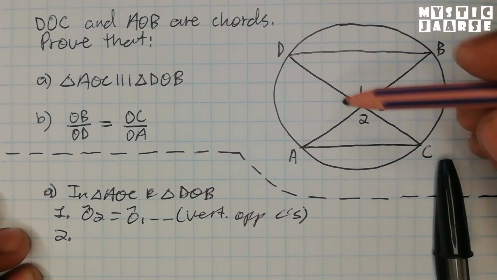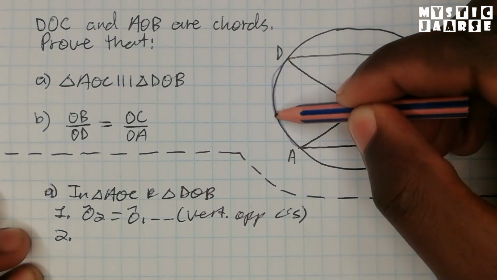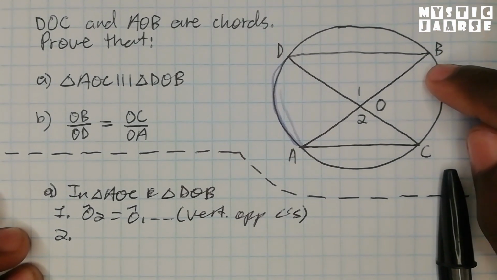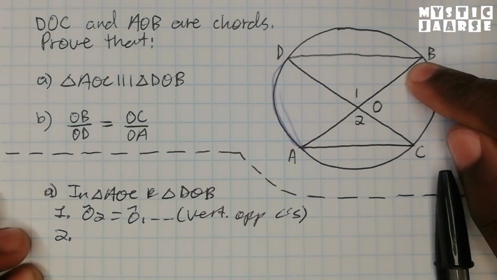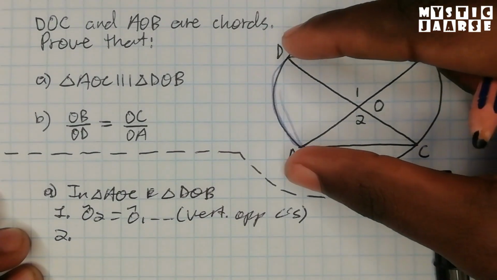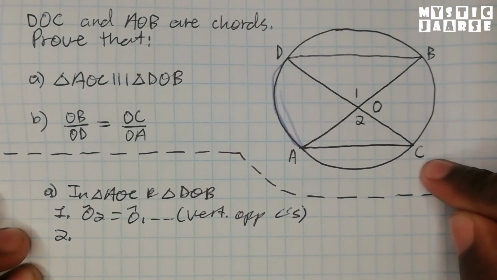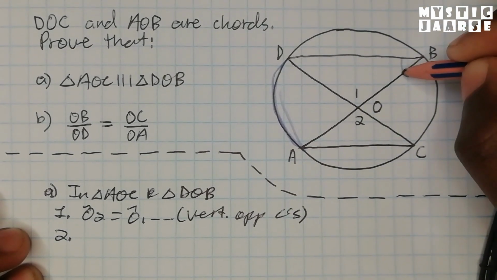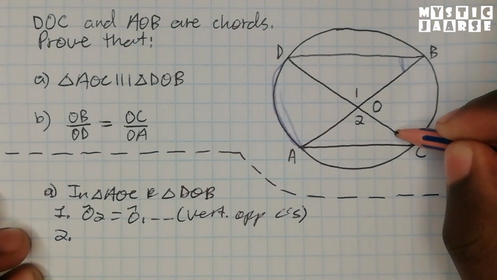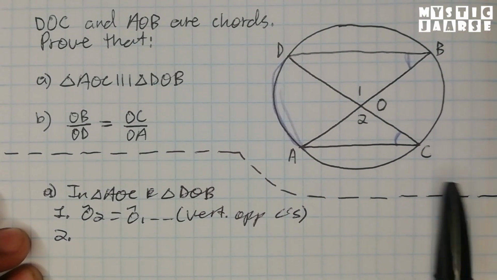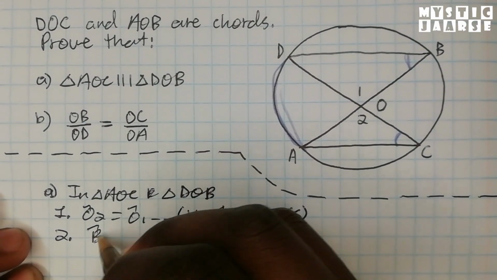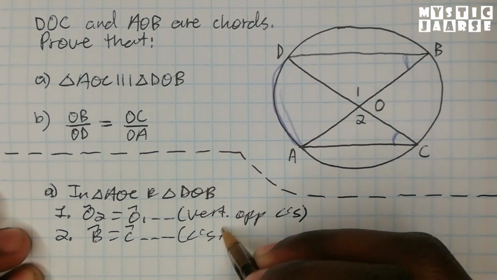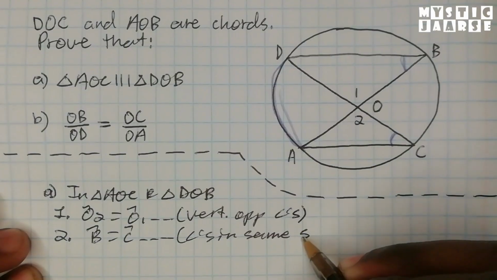when I look at arc AD, this arc, it subtends angle B at the circumference, and angle B is an angle of triangle DOB, and it also subtends angle C, which is an angle of triangle AOC. Therefore, angle B of this triangle is equal to angle C of this triangle. Say angle B is equal to angle C. Why? Because they are angles in the same segment.